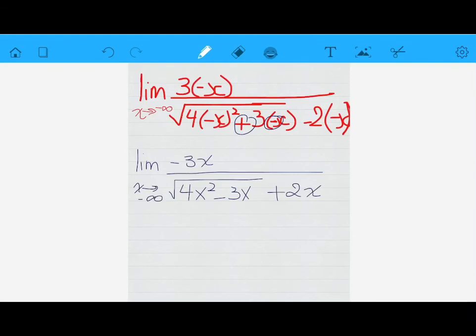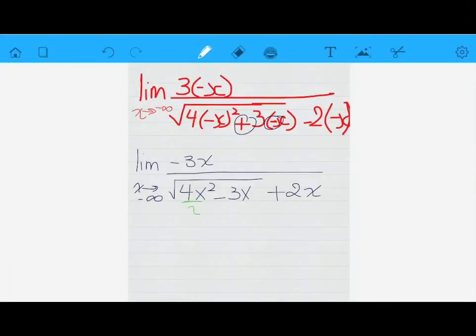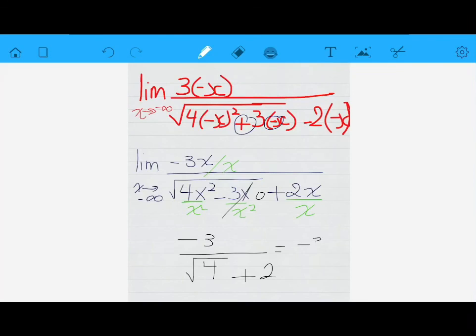Remember, in the previous video I explained that if you have a radical, for example x to the power 6, we divide 6 by 2 and have x to the power 3. Here, inside the radical we have x squared, we divide by x squared, and outside we divide by x. After that we have minus 3, and x divided by x is 1. Here we have radical 4 plus 2, so minus 3 over radical 4 plus 2, which is 2 plus 2 equals 4. Okay, this is the last part for the limits at infinity.